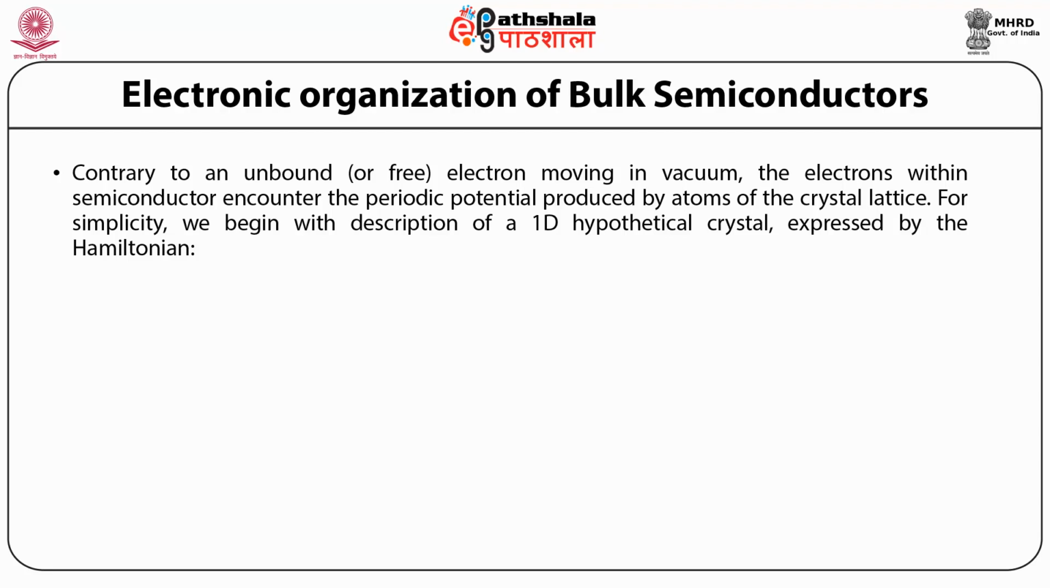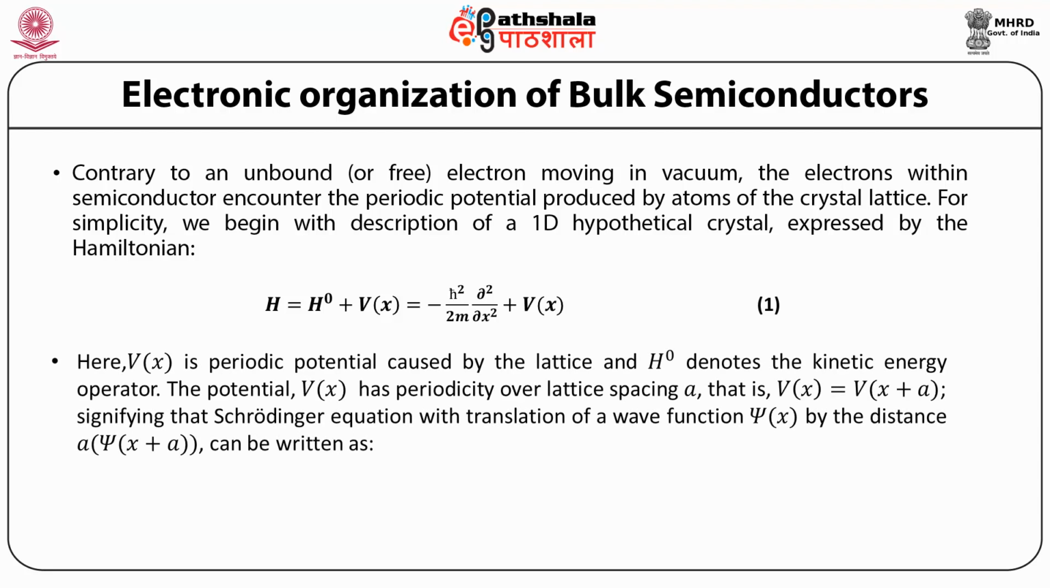So for simplicity, we begin with the description of a 1D hypothetical crystal expressed by the Hamiltonian as H equal to H0 plus V(x), which is equal to minus ħ² by 2m ∂² by ∂x² plus V(x). Now here V is the periodic potential caused by the lattice, and H0 denotes the kinetic energy operator.